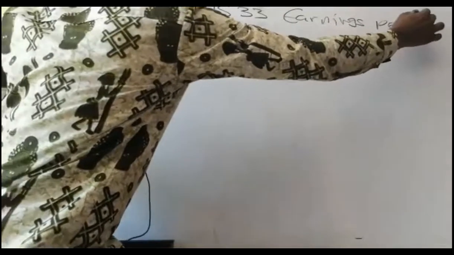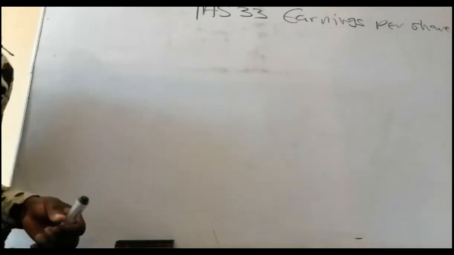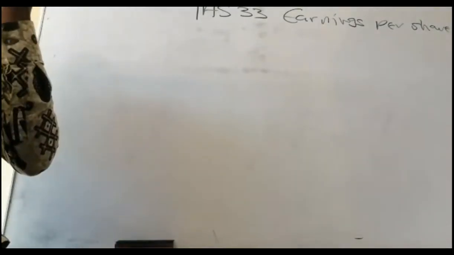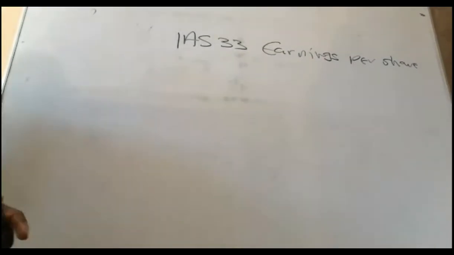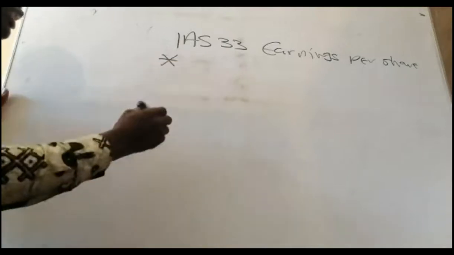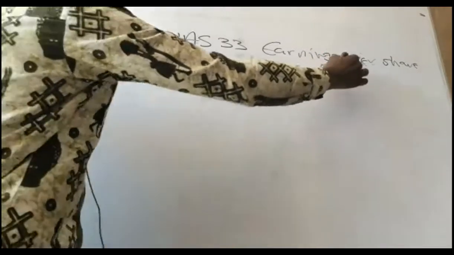Good. Today we are going to continue our interesting standard, IAS 33, earnings per share. So, a quick recap. IAS 33 talks about earnings per share. Basically, it talks about the earnings attributable to the ordinary shareholders. As we saw last meeting, we look at how to calculate the earnings per share, the calculation of EPS. Good.